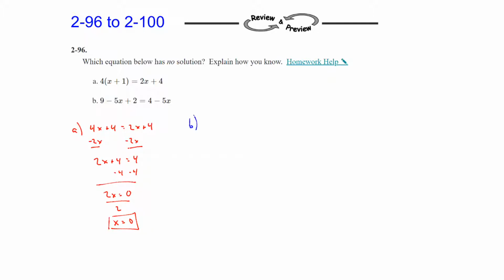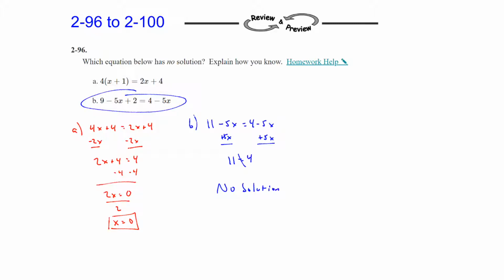Let's take a look at B. Combine our like terms. That would be 11 minus 5x is equal to 4 minus 5x. Now once again, we're going to get our variables on the same side, and while we do this, what you might notice is since the same term is on the left and on the right, then when we go to add the 5x, it's going to cancel on both sides and leave us with a statement that is not true. So which equation below has no solution? That would be equation B, and we know this because we just solved it and we found out on part B our variable term canceled out.